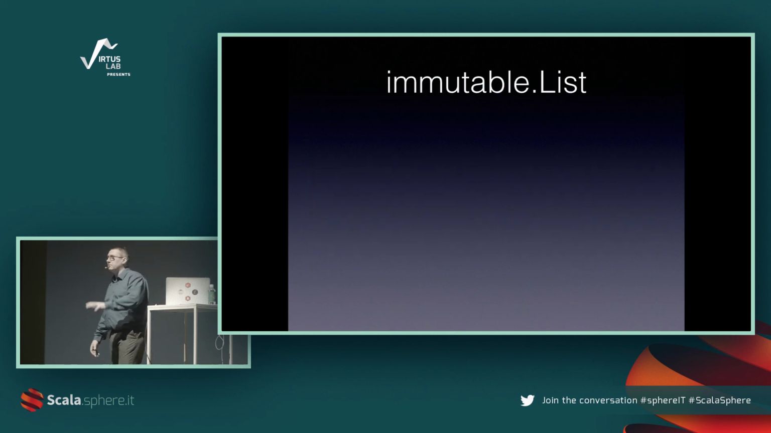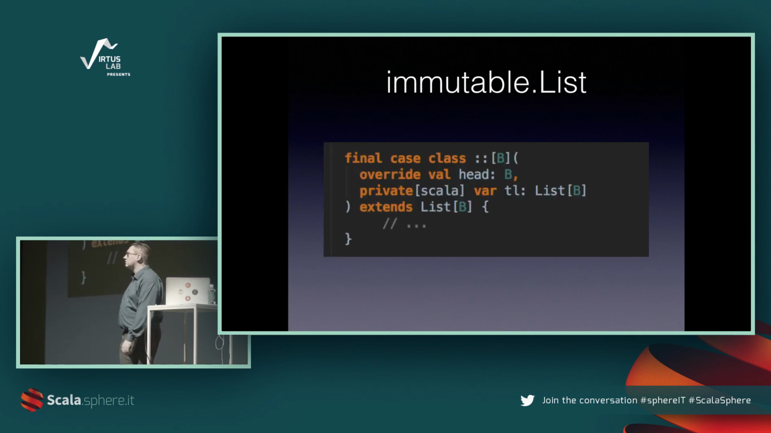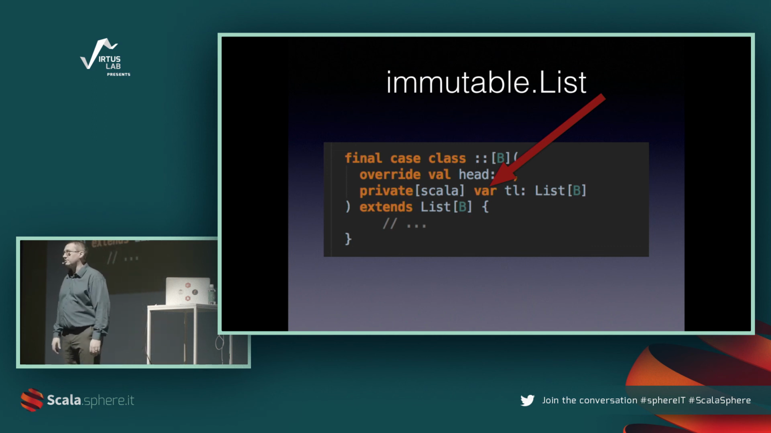So let's talk about immutable.List. It's one of my favorite classes, and it's not immutable at all. As you can see, there's a nice var right in the middle. It's fairly easy to spot.